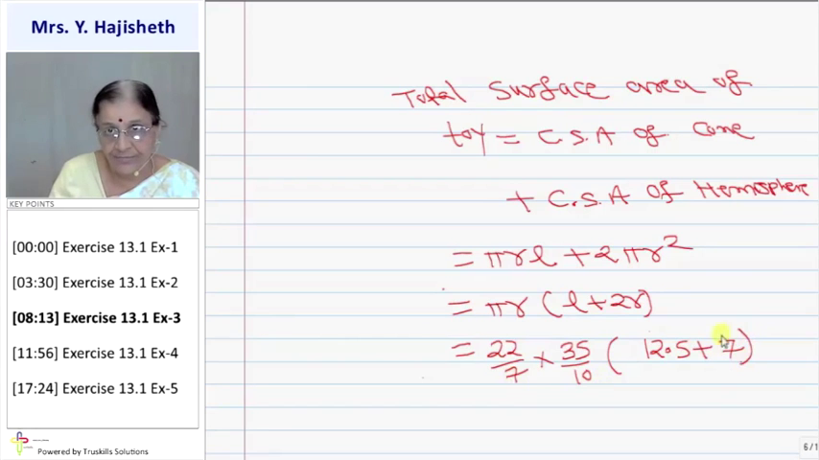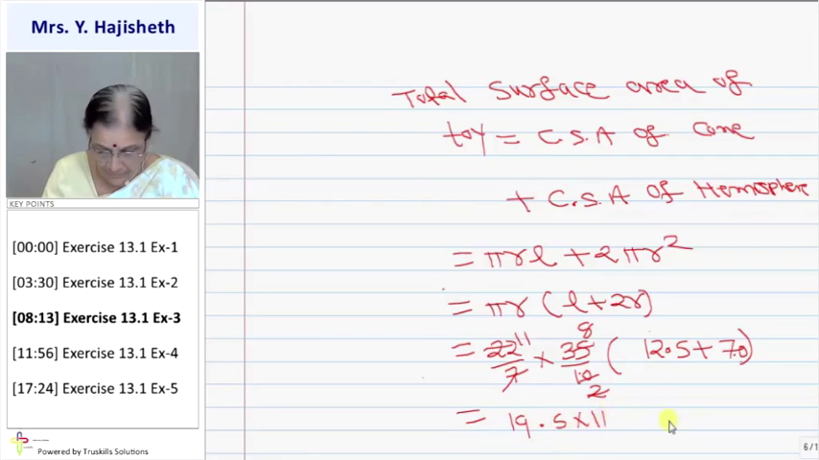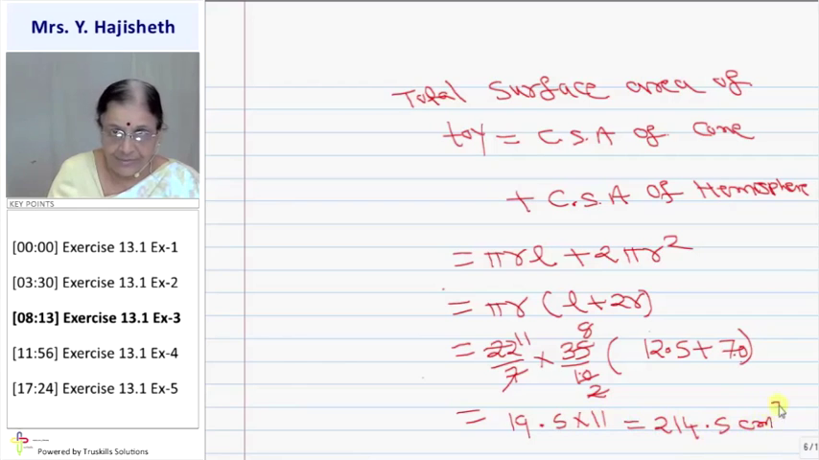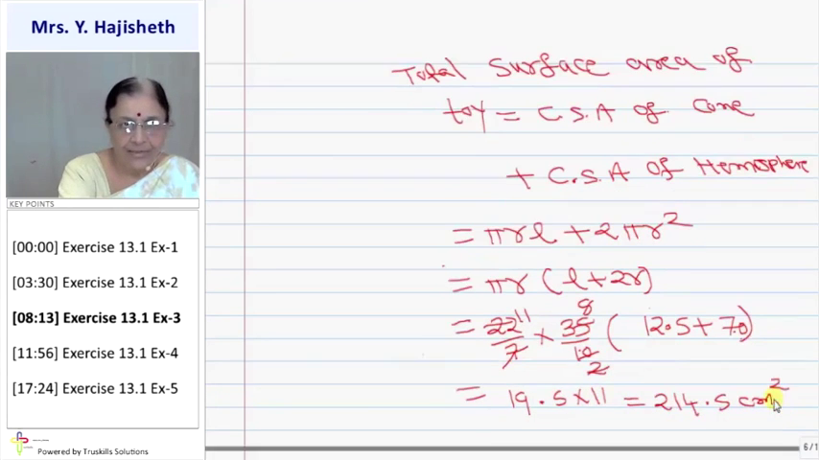So it is 7.0. So 7 5 ja, 5 2 ja, and 2 11 ja. So ultimately it is 19.5 into 11. So my answer is 214.5 centimeter square. Clear?